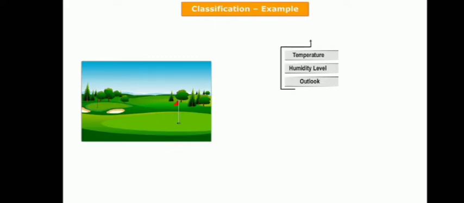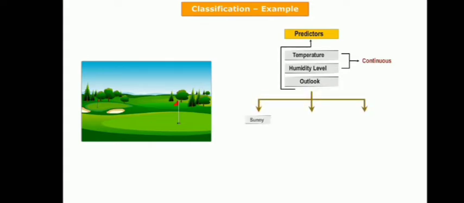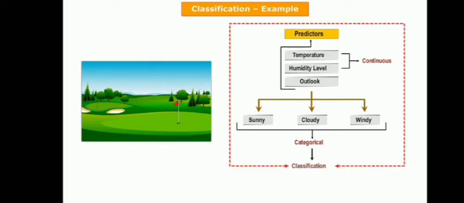These are called predictors. The predictors can be continuous, such as temperature and humidity, or categorical, such as sunny, cloudy, windy, etc. The outcome of classification would be to categorize the weather conditions when golf is likely to be played or not, quite simply play or not play.